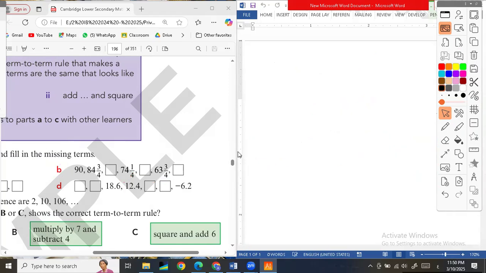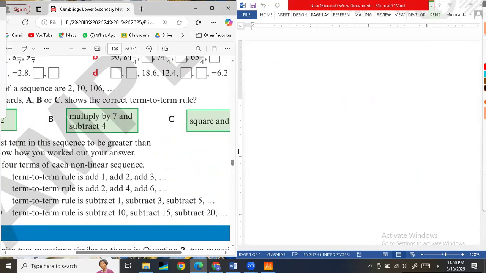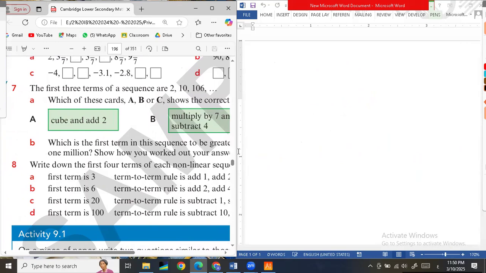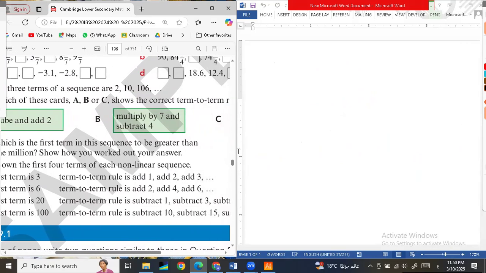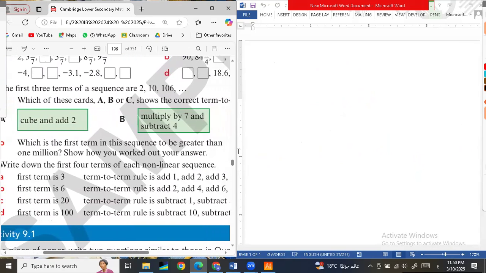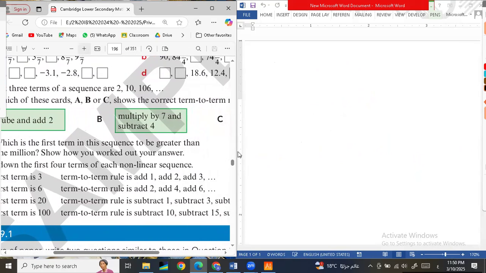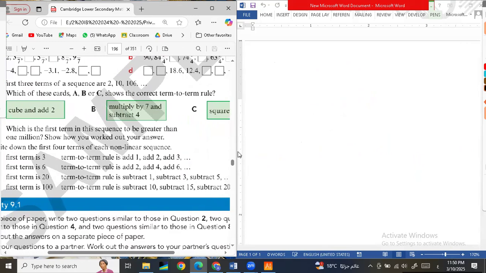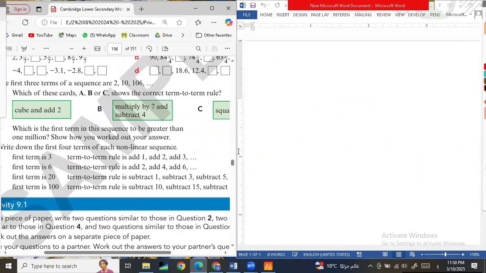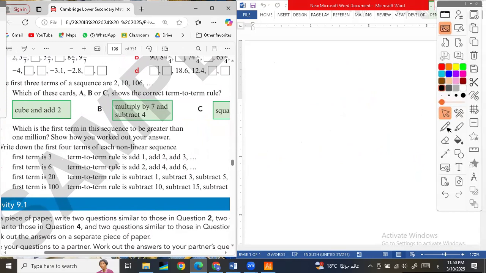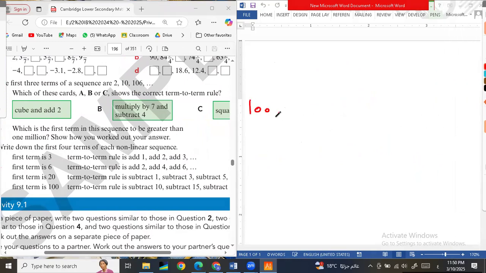The last section here is actually the same as question 8 here. First term is 3. Let's just answer maybe question D. Well, question D here says to you, the first term is 100. Then I'm going to write first term is 100. Then what is after that? Term to term rule is subtract 10, subtract 15, subtract 20, and so on.